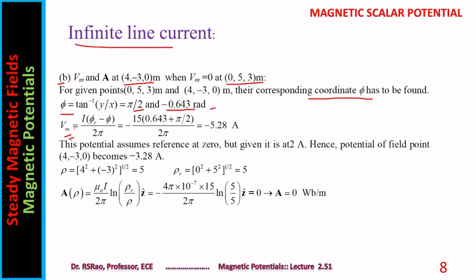So Vm is I (phi r minus phi) by 2 pi. Substitution gives minus 5.28. This potential assumes a reference at 0, but it is given as 2 amperes. Hence, the potential of the field point becomes minus 3.28 amperes. When it comes to magnetic vector potential, rho is required. So rho is 5 and rho r is 5. In both cases it is the same. So substitution results in 0. So A is 0. The magnetic vector potential is 0.